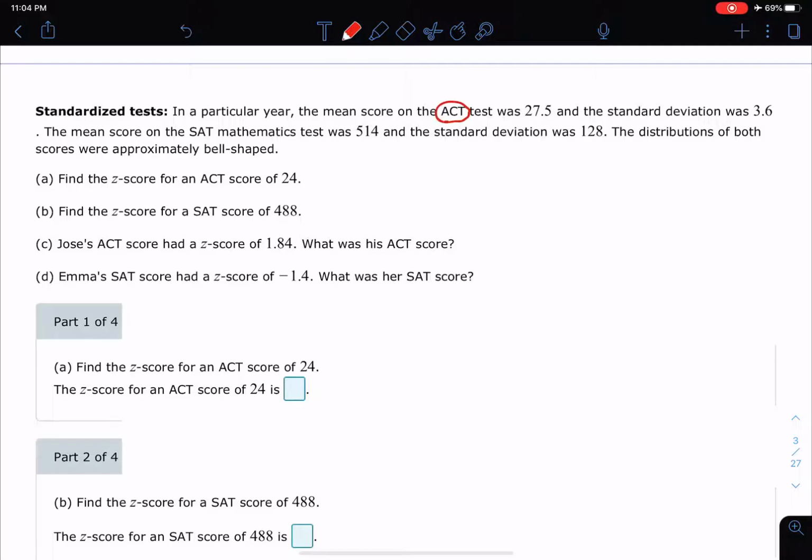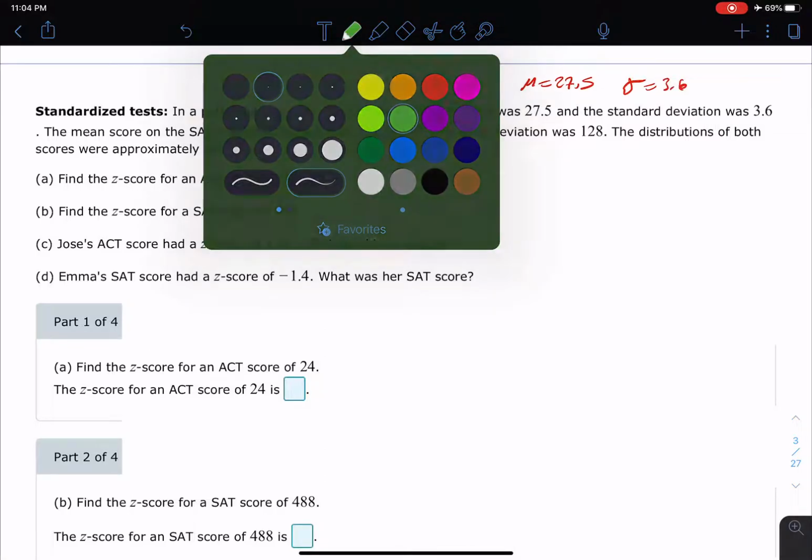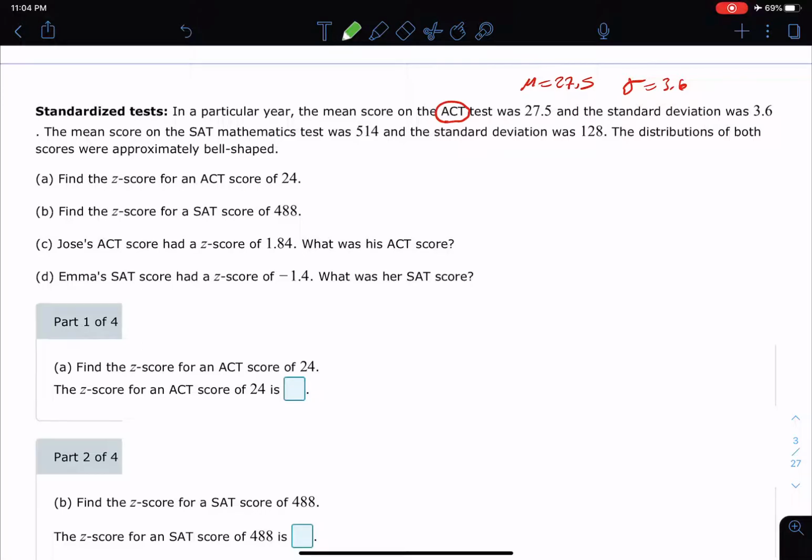So ACT, I'm going to use red. The mean on the ACT test is 27.5 with a standard deviation, that's a bad sigma, of 3.6. Now the other test they're talking about is SAT Math, everybody's favorite, my favorite. That has a mean of 514 with a standard deviation of 128. See if we could answer some questions here.